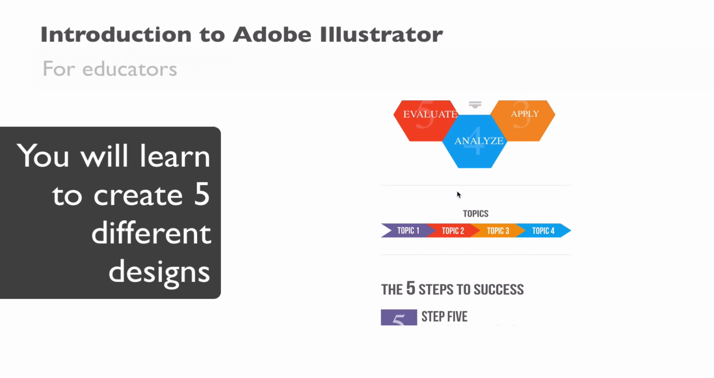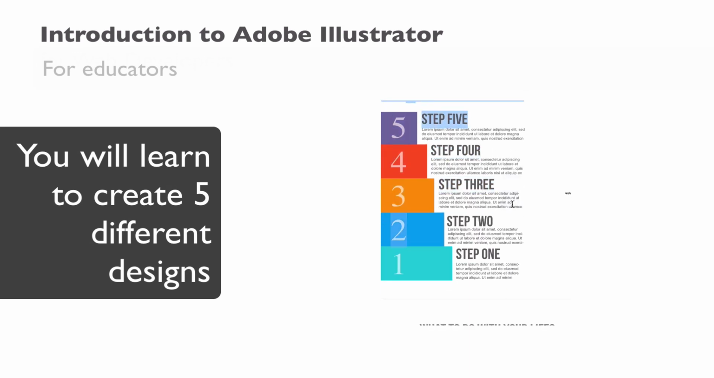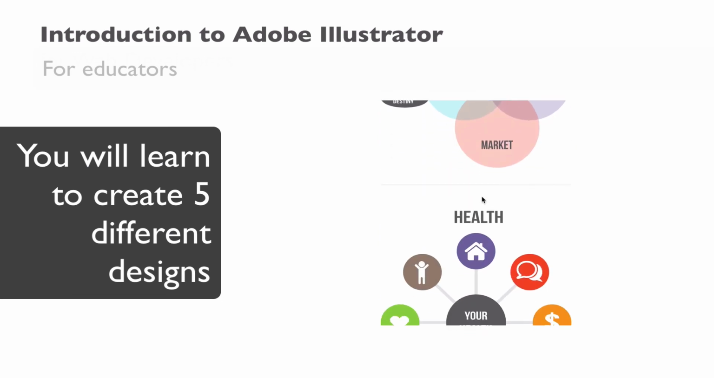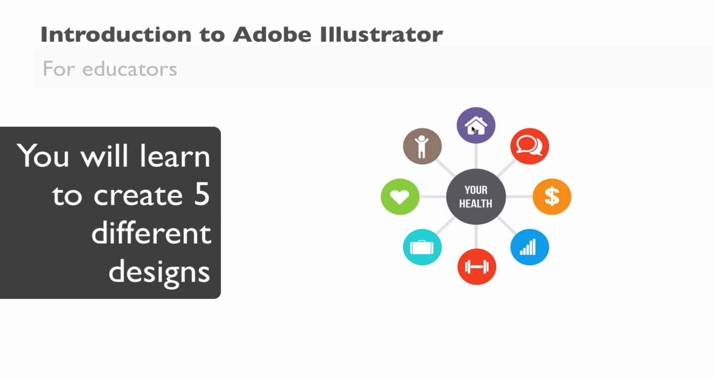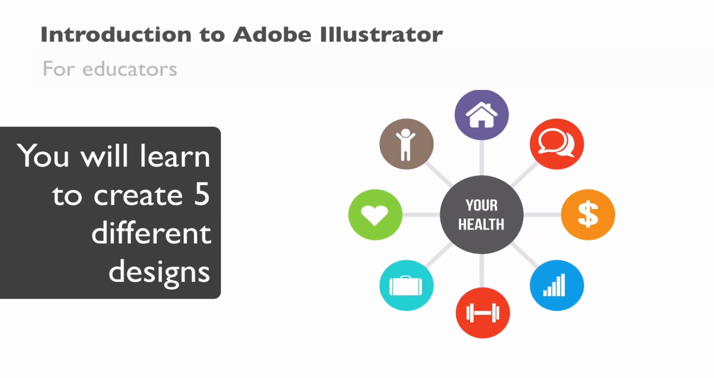You can see here these are the graphics that we're going to go through. We'll learn how to create the topics. Design, we'll go through the 5 steps of success, what to do with your life, and then the last one, health, where I'll take you through and show you how to create each of these icons as well, which you can create as separate icons for your content.